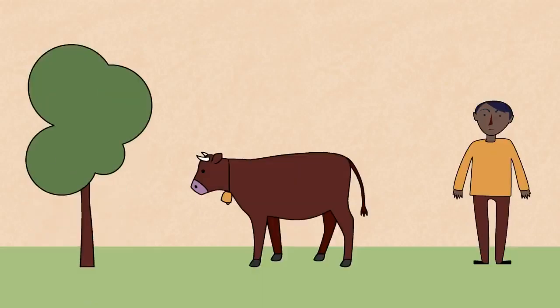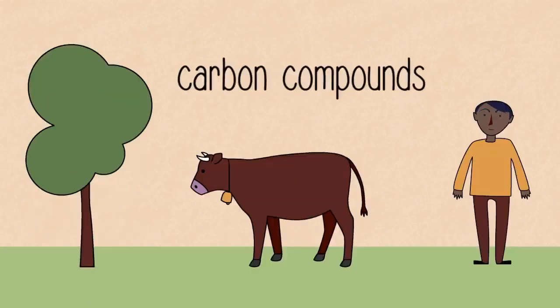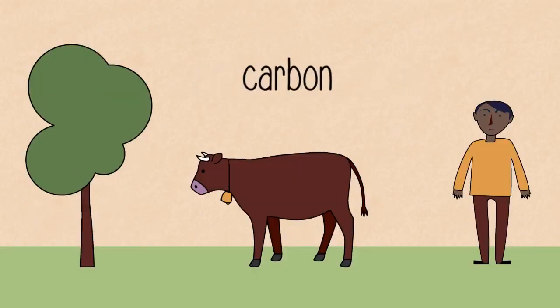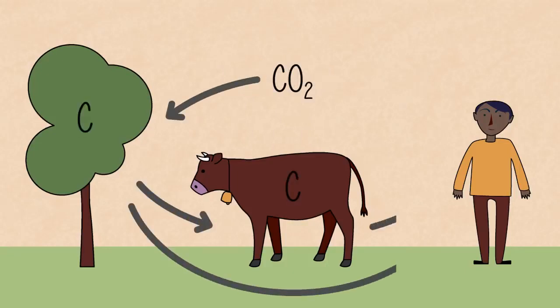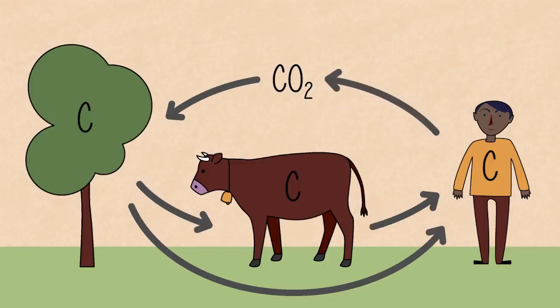As you know, life is made of carbon compounds. We will see how the element carbon is taken in as carbon dioxide by plants, used and reused by all living things, before being respired back into the environment as carbon dioxide once again.